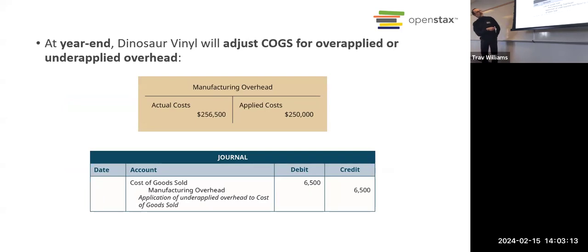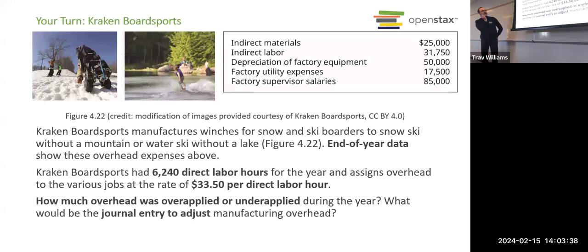And here, at the end of the year, we have to adjust our cost of goods sold. Let's look at what happened here. Was the company underapplied or overapplied? Underapplied, exactly. So that's why they have to increase cost of goods sold to correct it. All right, let's work through this one together.